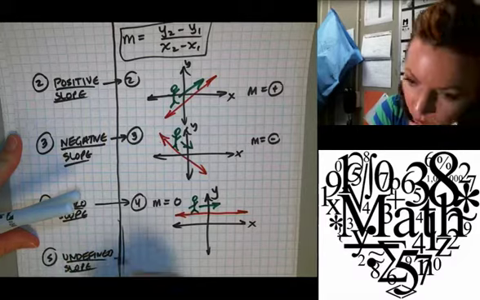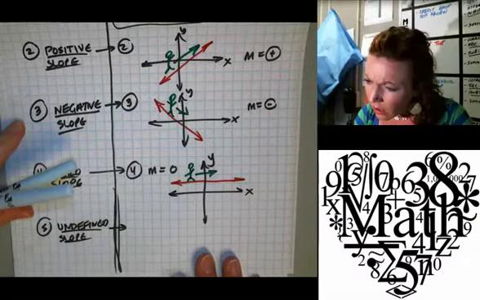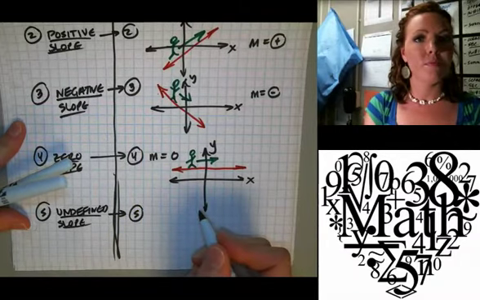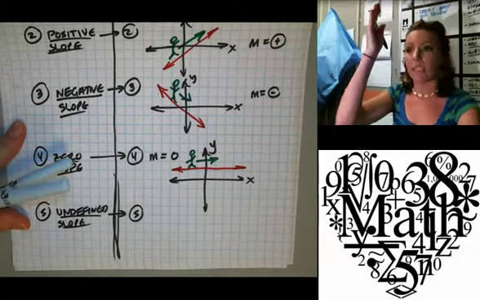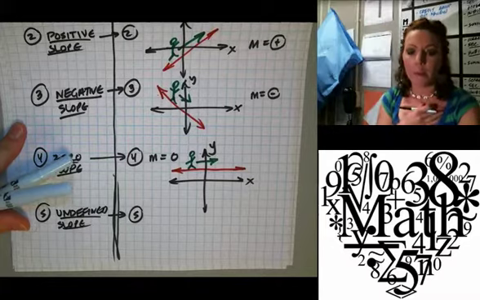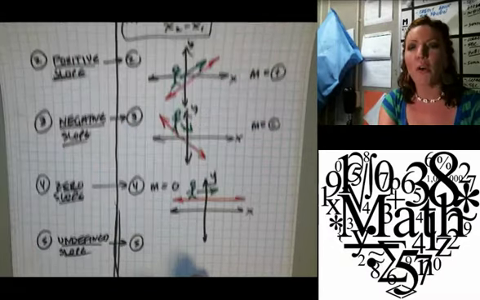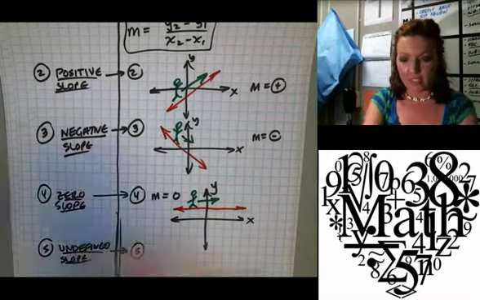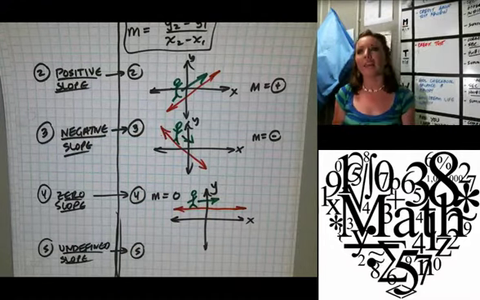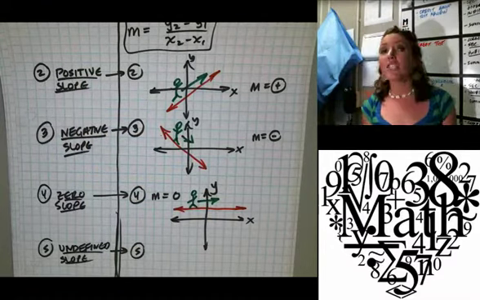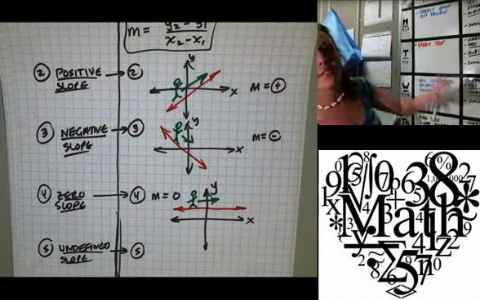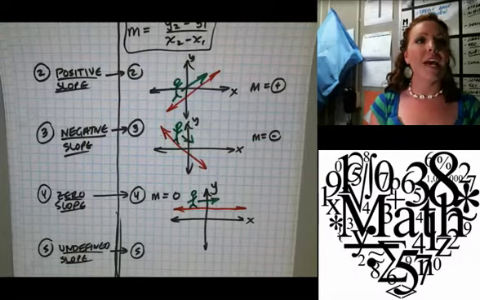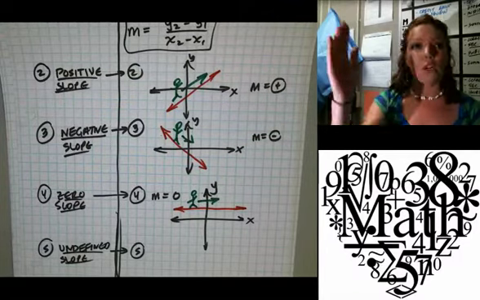Undefined slope. What do we think this one is supposed to look like? Good. Okay, Lydia's going like this. Lydia's right. Straight up and down. Imagine this: we have people walking along all of these lines, right? Let's imagine that I try to walk straight up a wall. Is that possible? No. An undefined slope is a vertical line.